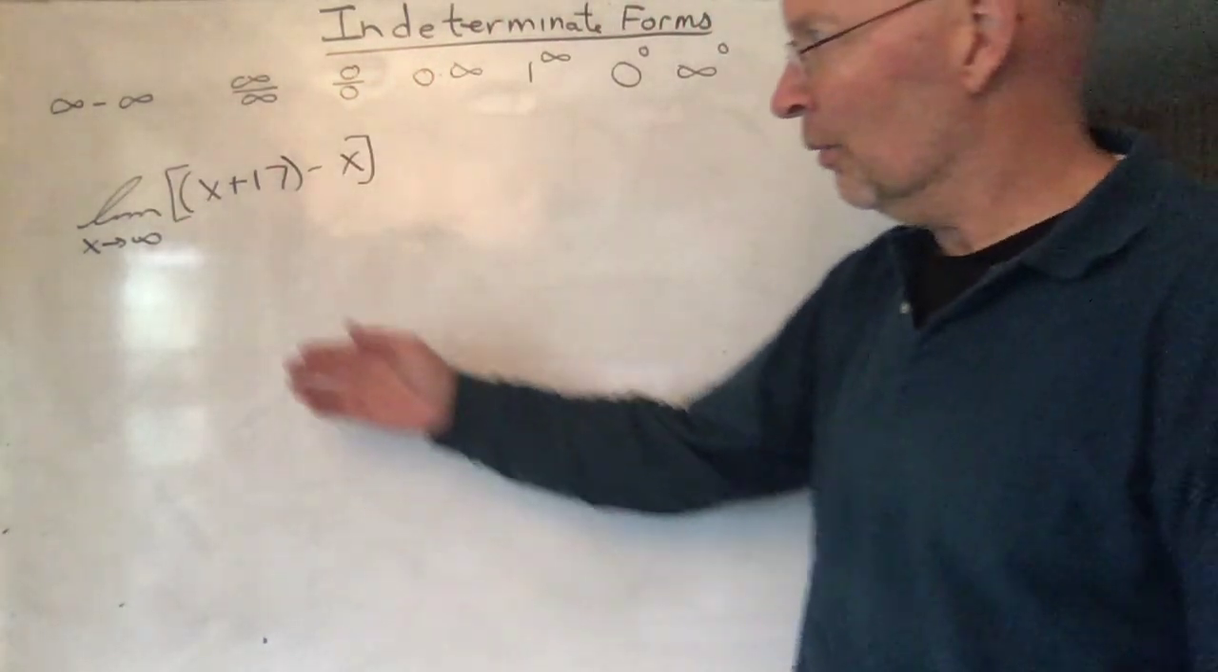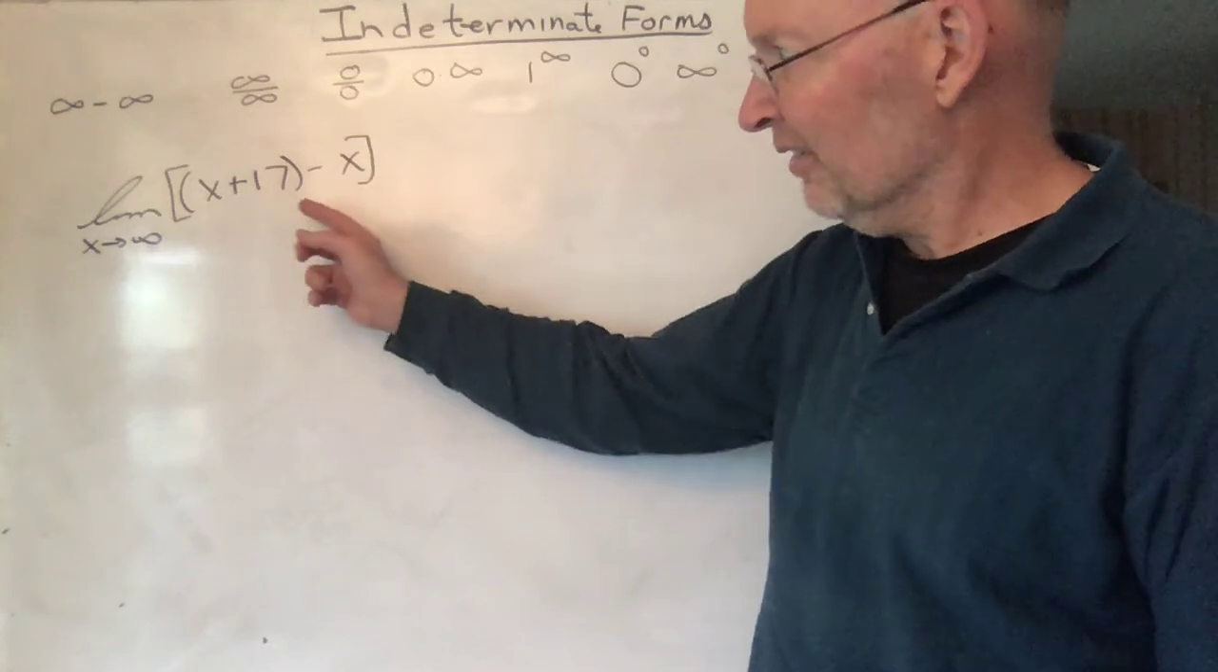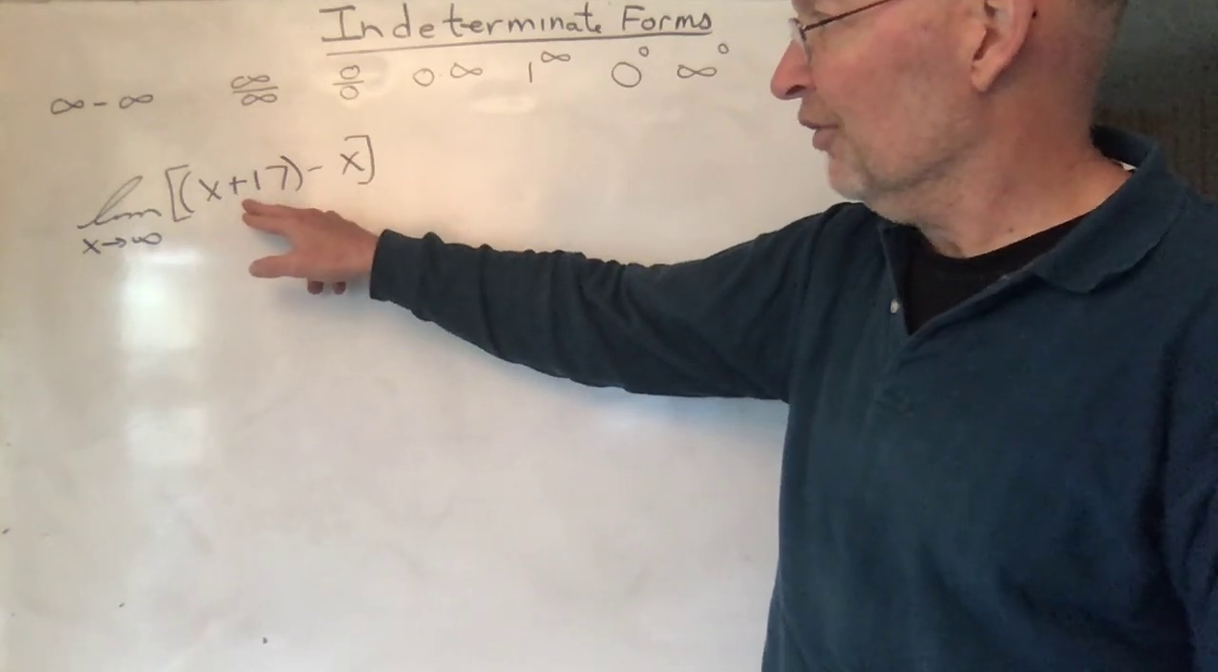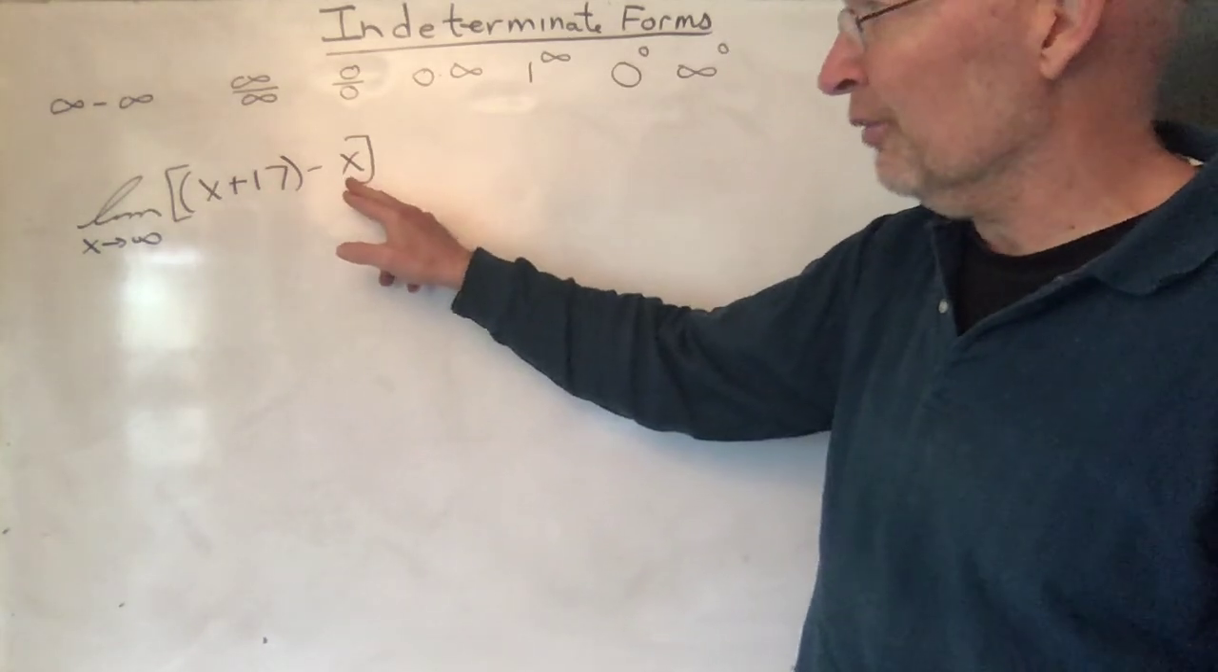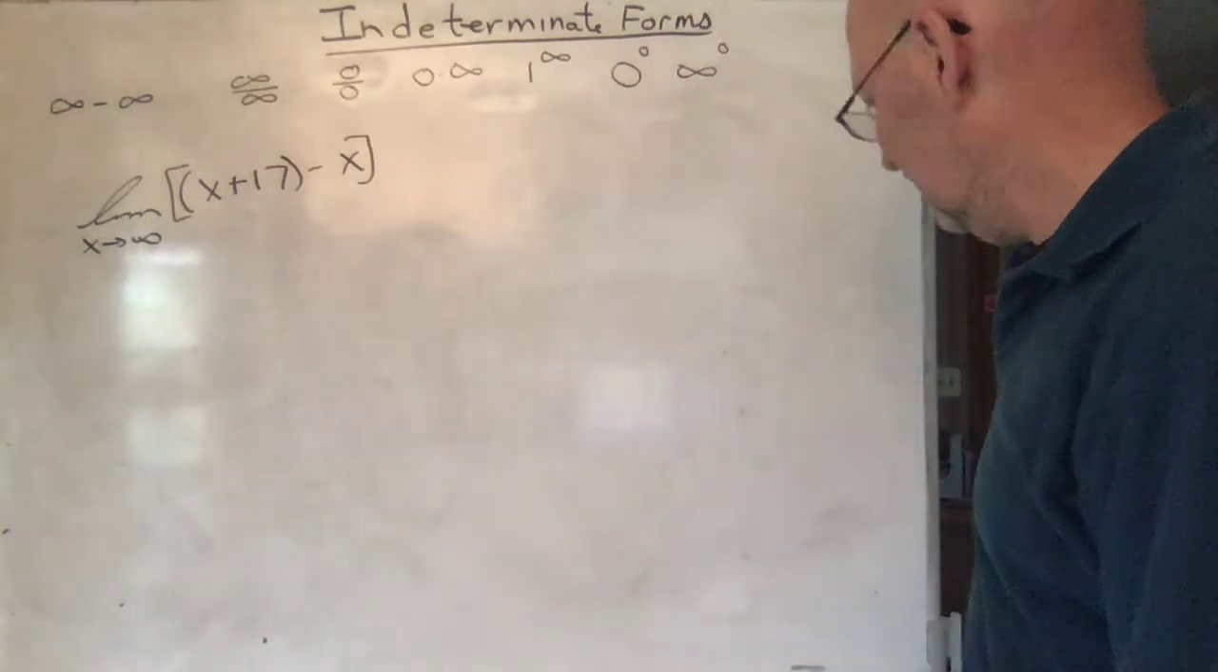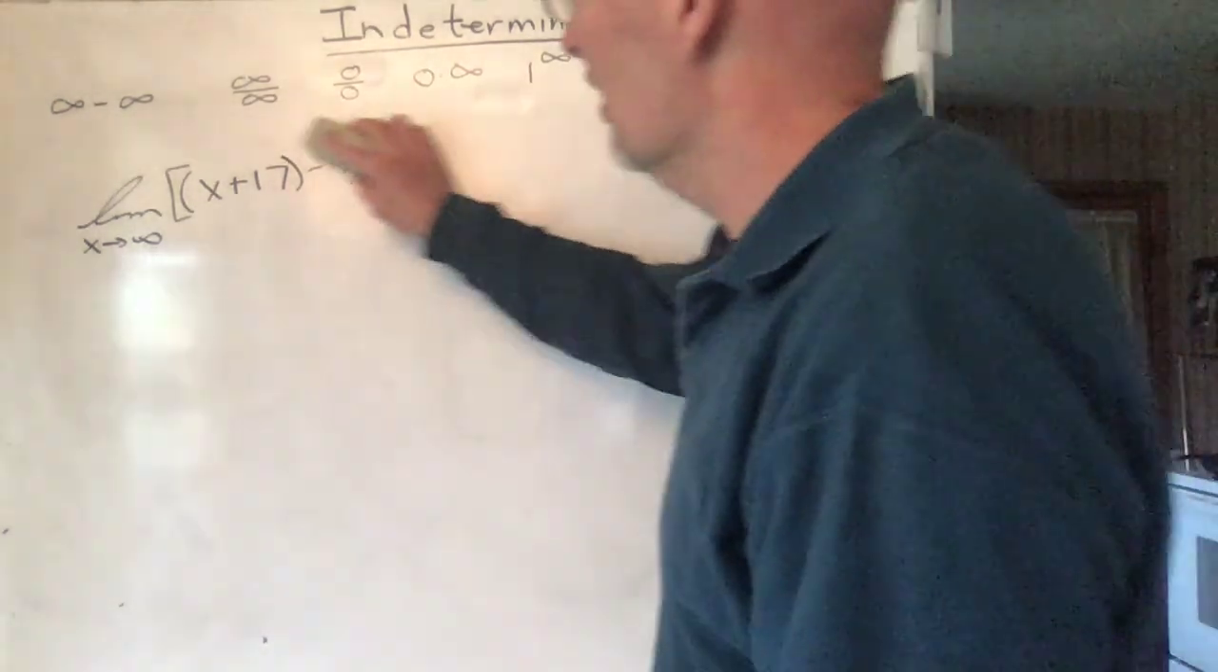There's a simple one. Just subtract off the x's. And this function is always going to be 17 greater than this one. So the difference will always be 17. So simple, no big deal.